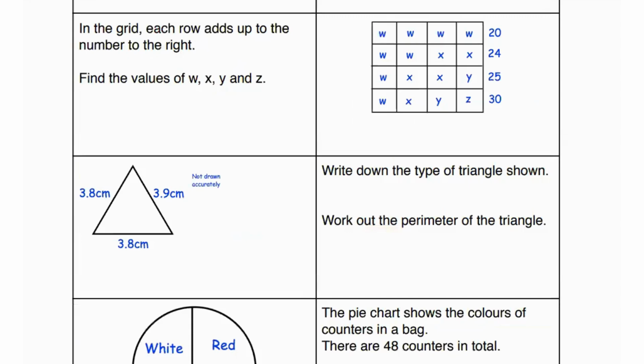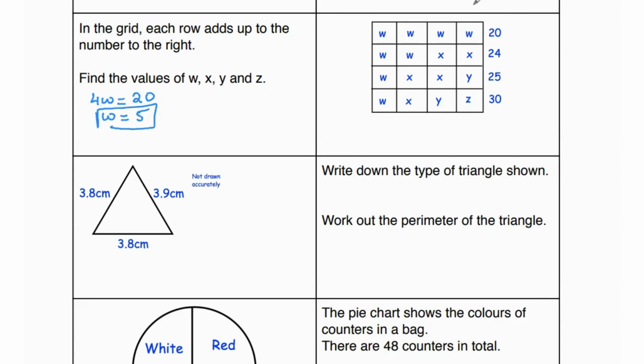Then it says in the grid, each row adds up to the number to the right. Find the values of W, X, Y, and Z. So if we add the 4 W's, that equals 20. So 4W equals 20. W is 5 because 20 divided by 4 is 5.